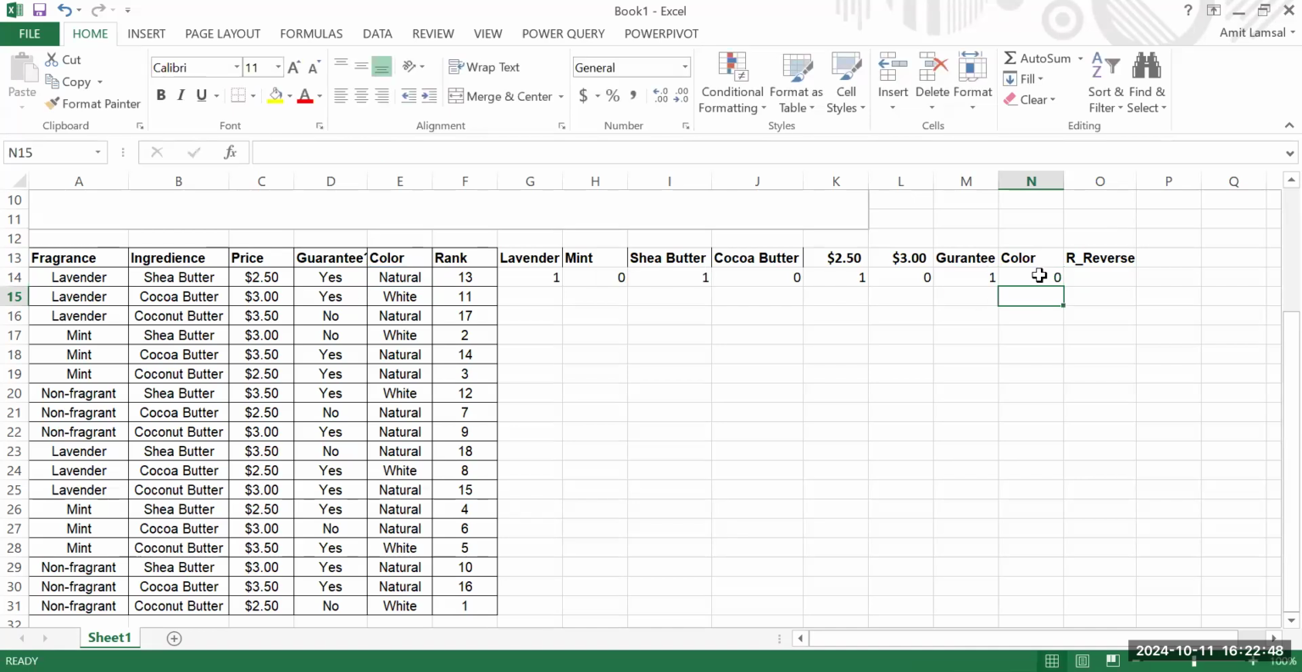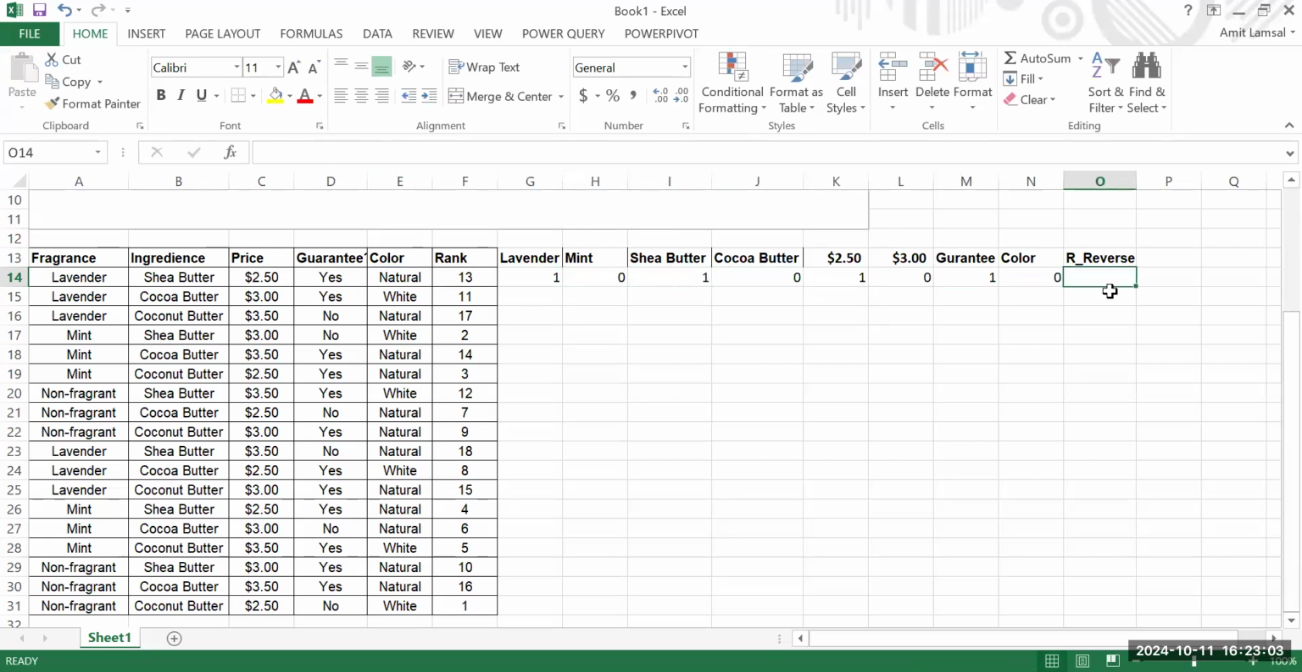Here you got all the answers. You can just check it. Yes, this one is equals to white, then 1 equals to 0 is not white, so it's 0. Guarantee is yes, then it's 0. Likewise, you can see all formulas are working better.